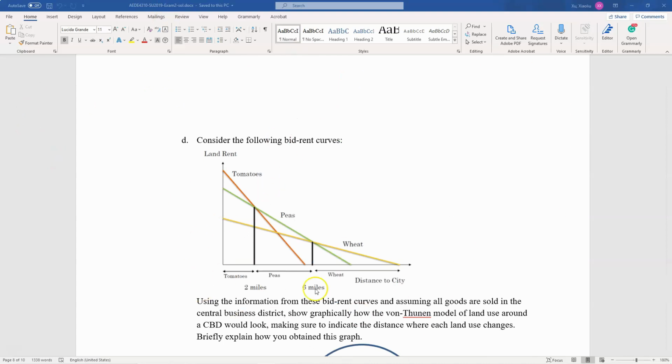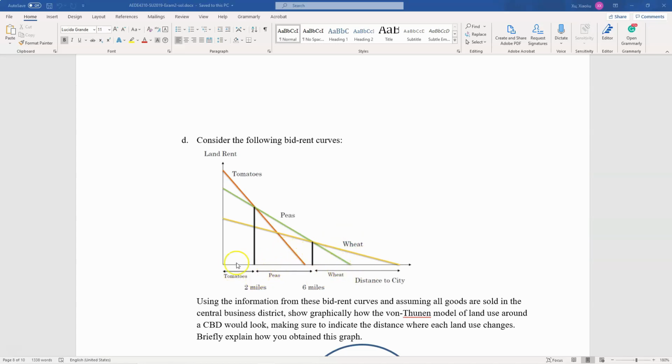And for question D, we are given three different bid-rent curves for tomatoes, peas, and wheat respectively, and we are required to plot the Wang-Senen model of land use around a CBD. As we can see from this graph, when the distance to the CBD is less than 2 miles, we will only grow tomatoes. Why? Because farmers who grow tomatoes are willing to pay the highest rent for the land. And when the distance is greater than 2 miles but less than 6 miles, we will only grow peas, because within this range, the bid-rent curve for peas is the highest one. And when the distance is greater than 6 miles, we will only grow wheat, because farmers who grow wheat are willing to pay the highest rent for this area.